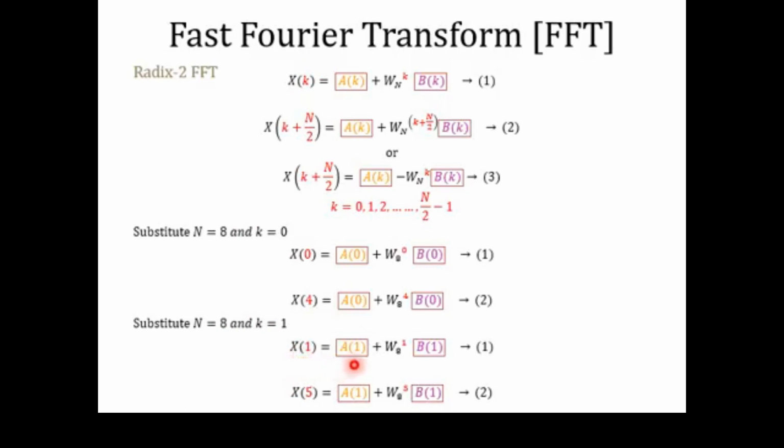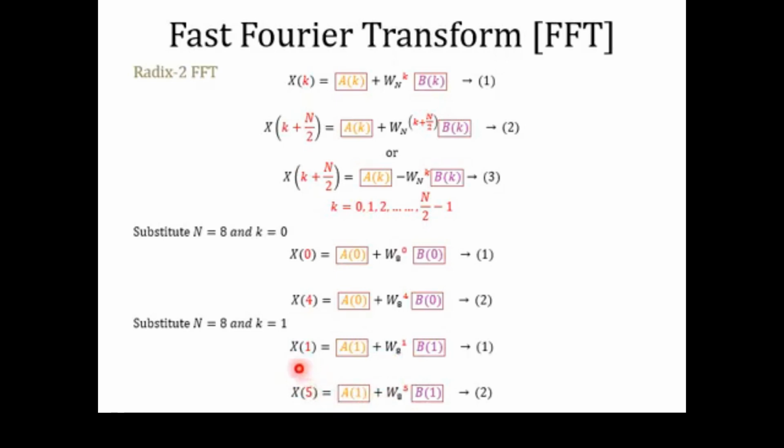X of 1 will be equal to a of 1 plus W81 times b of 1. Similarly, x of 5 will be equal to a of 1 plus W85 times b of 1. Again, here you can see a of 1 and b of 1 both are contributing in the calculation of x of 1 and x of 5. So basically, this is again another butterfly operation where we are taking two input samples, a of 1 and b of 1. And by multiplying the b of 1 sample with two different twiddle factors, W81 and W85, we are getting two frequency domain outputs, which are x of 1 and x of 5.